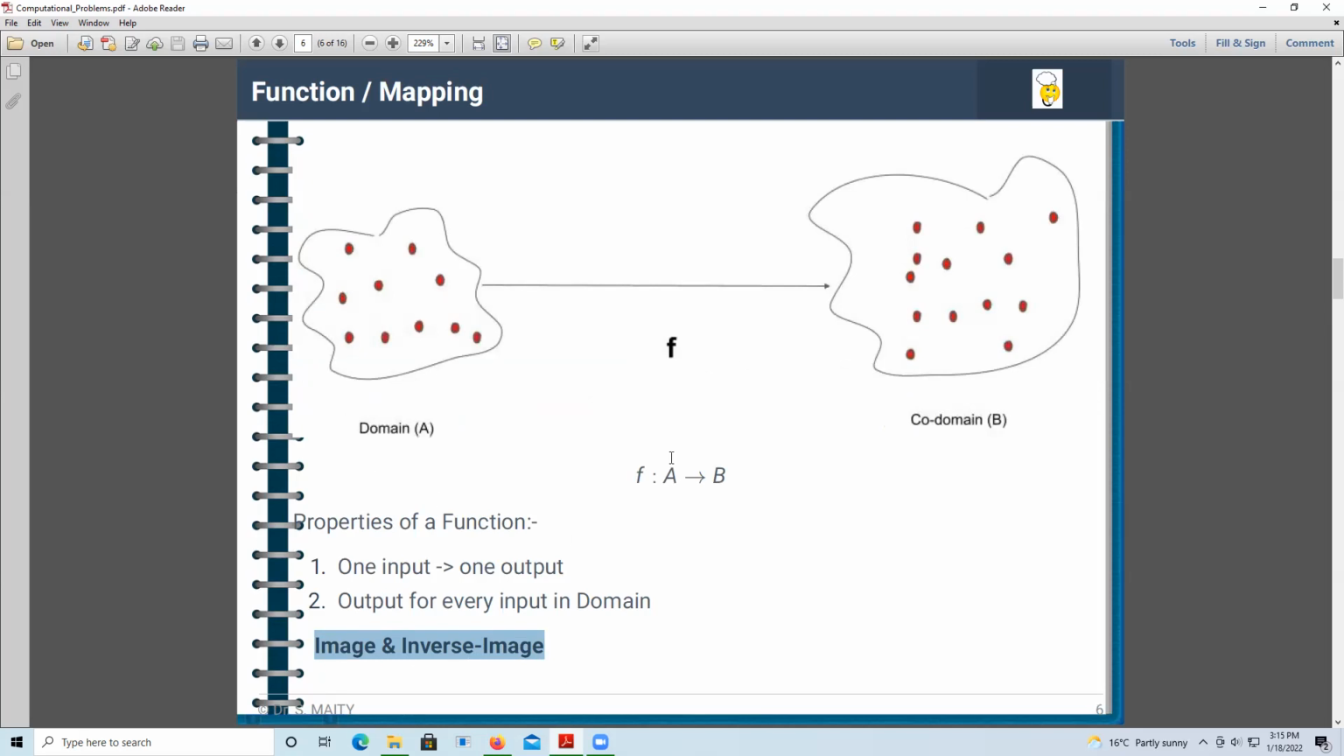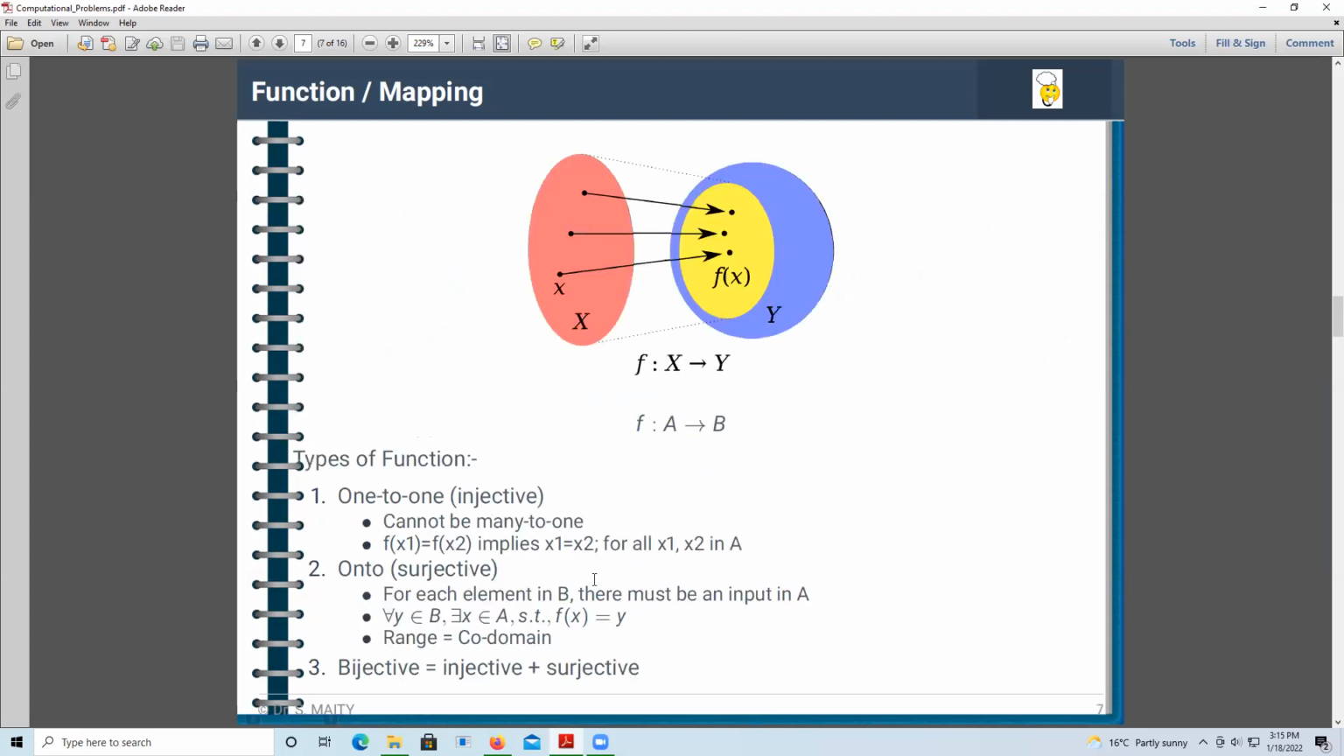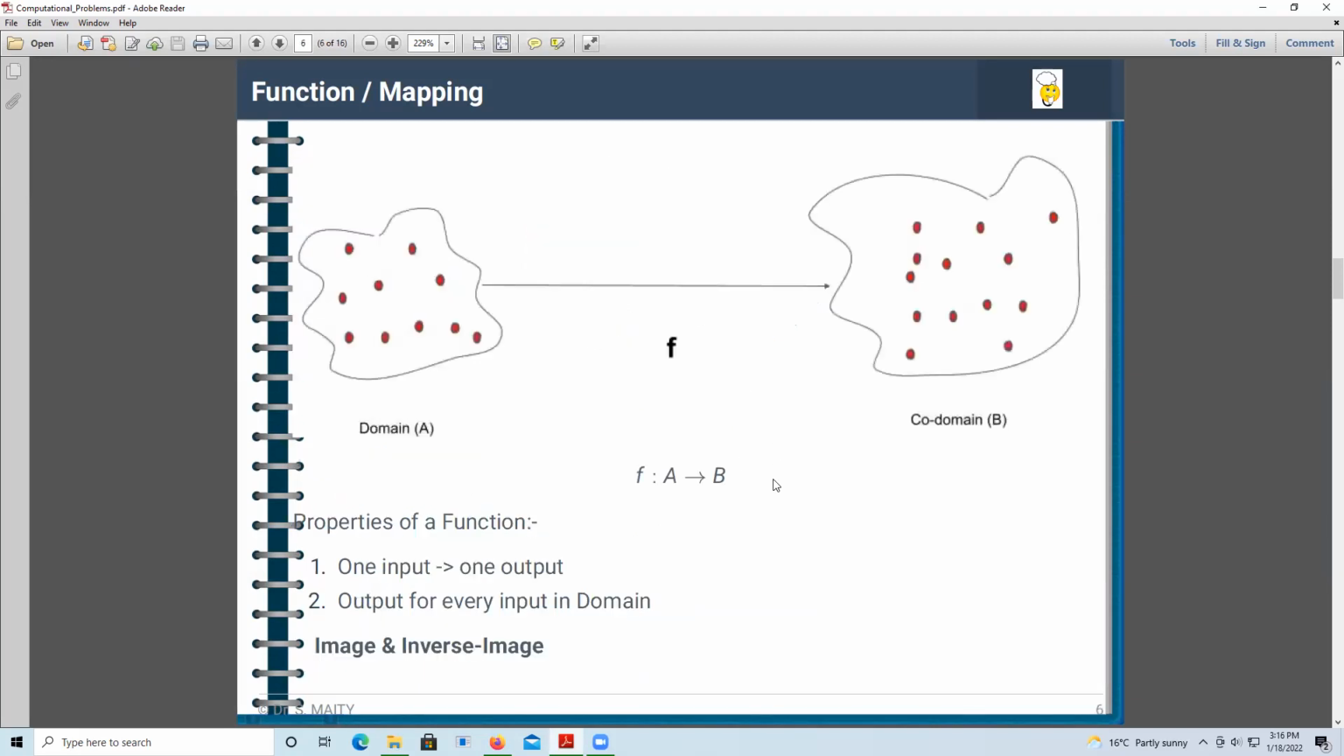So this is something like an image, what you observe in a mirror. You are the entity and you observe your image inside a mirror. Similarly, suppose this element maps to this element, meaning if we give this element as an input to the function, then suppose this element is produced as the output from the function. In another notation, f of x1 is equal to y. So x is an element from this set, the domain, and y is an element from this set, the codomain.